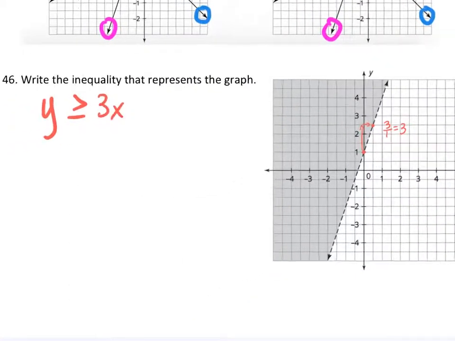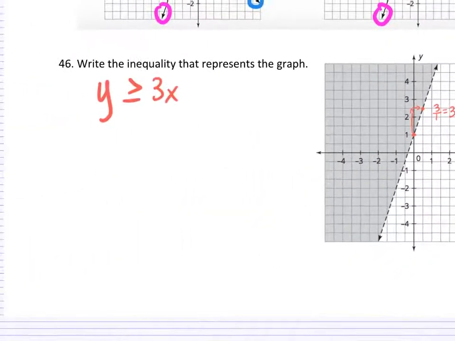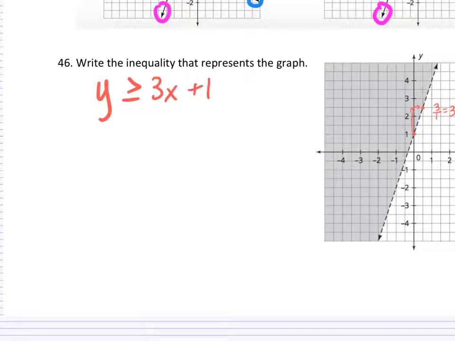My y-intercept, again, if I zoom in, it looks like it crosses right here at positive 1. So my y-intercept is positive 1.